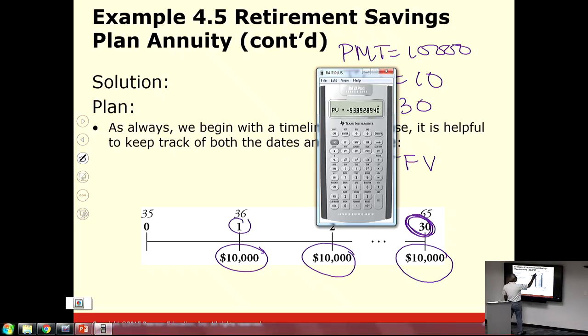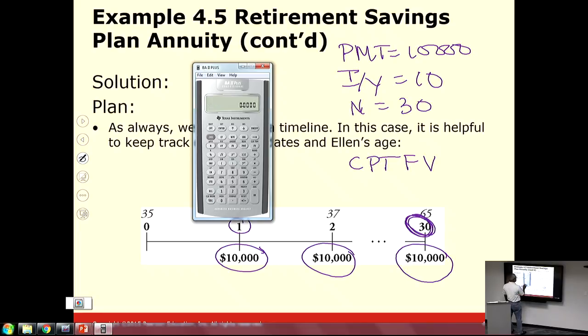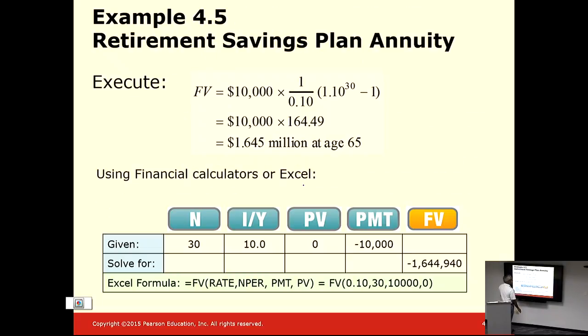So you go here, clear everything, second, clear TVM. 10,000 is your payment, 10 is your IY, 30 is your N. I'm computing future value. So 1,644,940, or $1.645 million at the age of 65. 30 for N, 10% IY, 10,000 payment.